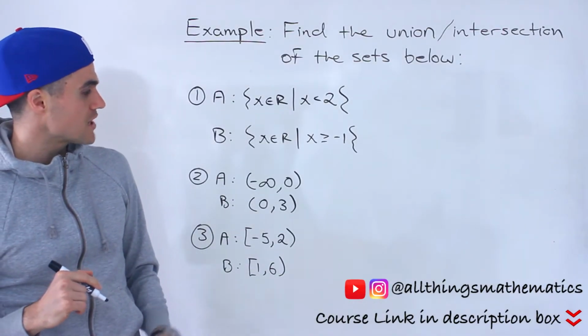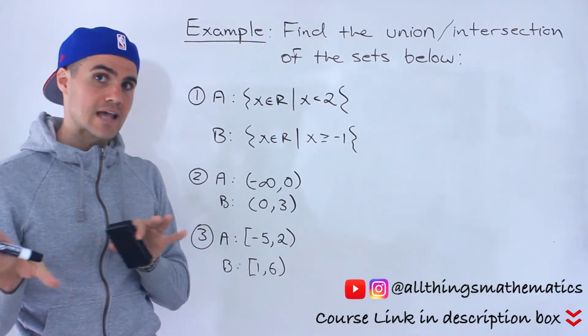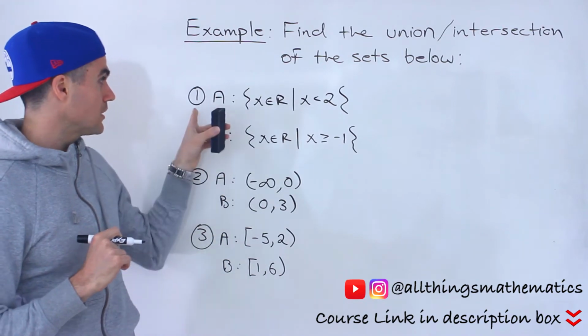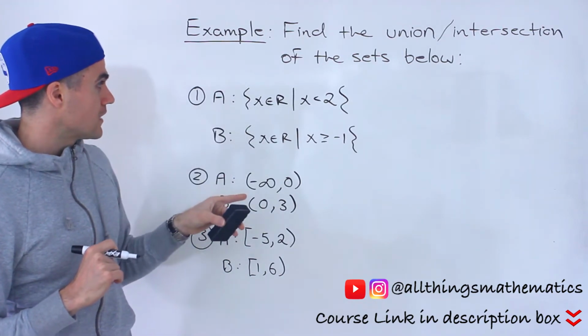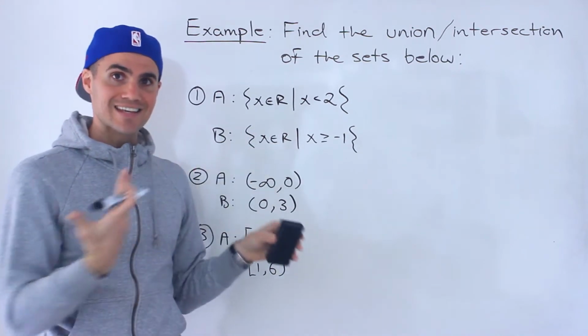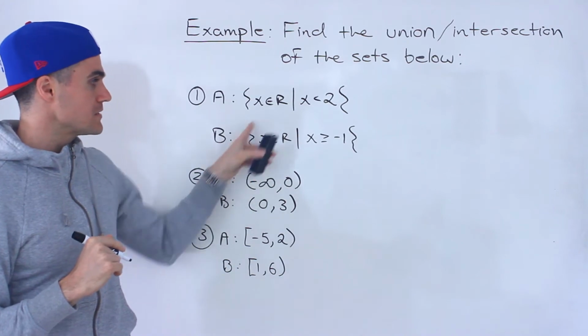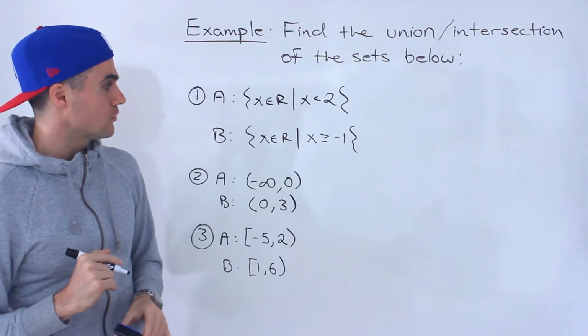find the union and intersection of these sets here. So notice that these are three separate questions. So starting with number one, we got set A, which is x is an element of real numbers such that x is less than 2, and then we have x is an element of real numbers for set B such that x is greater than or equal to -1.